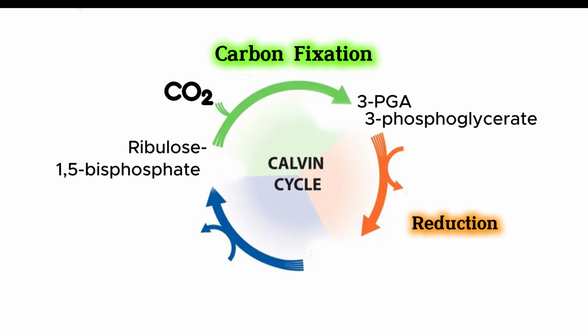Stage 2, reduction. What happens? The next stage involves reducing the 3-PGA molecules into G3P, glyceraldehyde 3-phosphate, a 3-carbon sugar. Energy use: ATP provides the energy needed for this conversion. NADPH donates high energy electrons.